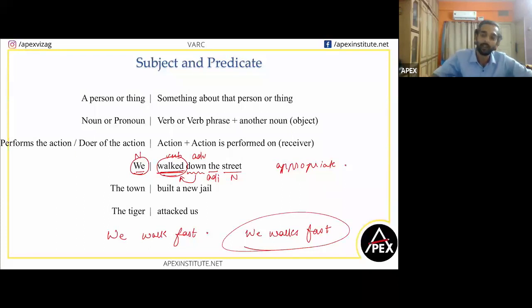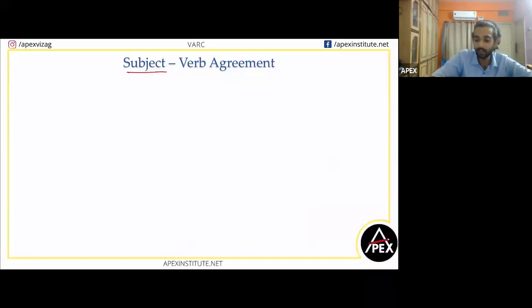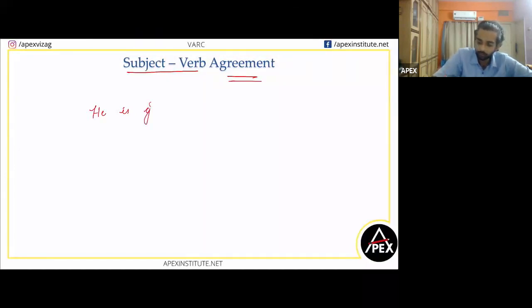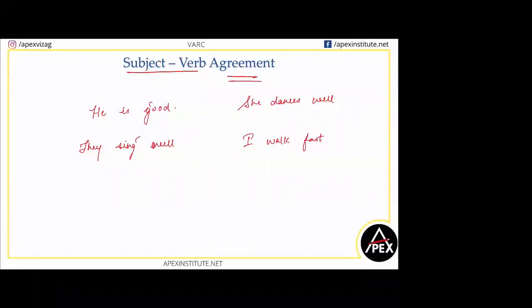Correct? Now, the problem with it is that in that sentence, the subject and verb were not agreeing. Now, what do these subject and verb have to agree about? Let us look at a few more examples. Let us say that "he is good." "She dances well." "They sing," let's say again, well only. Or maybe "I walk fast."